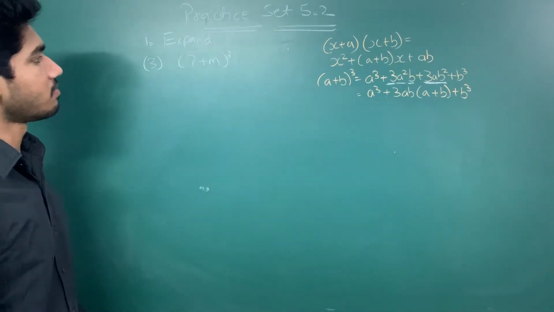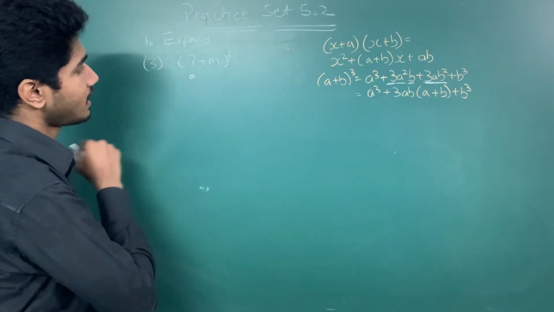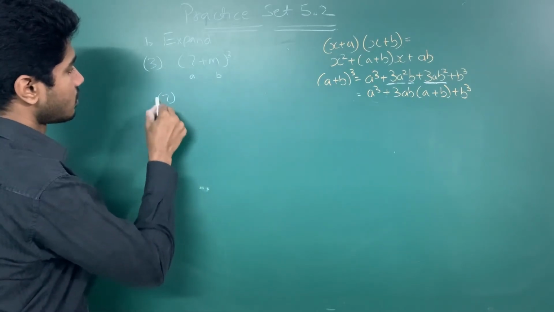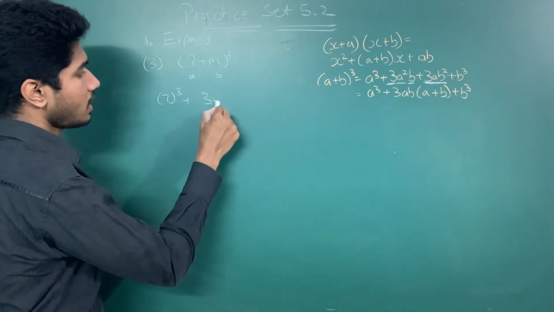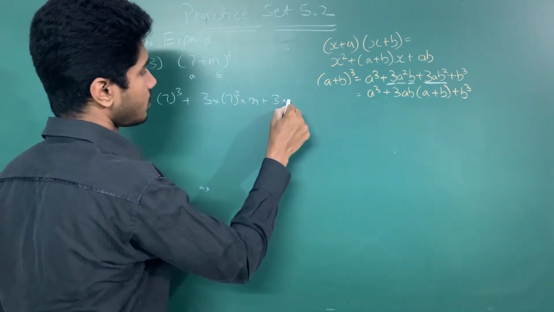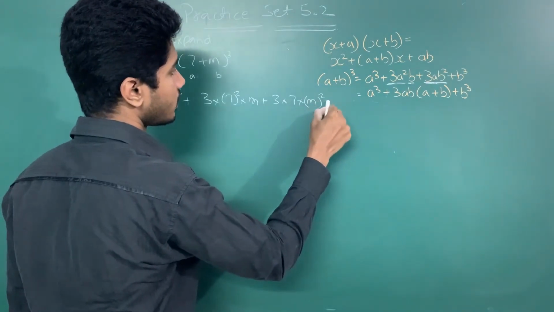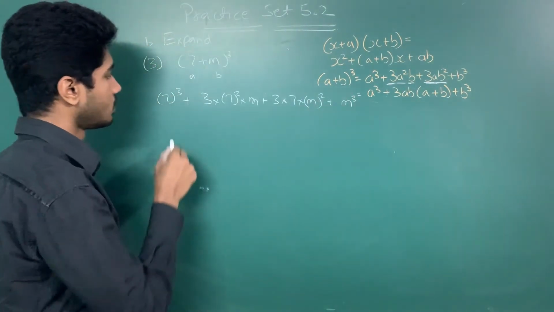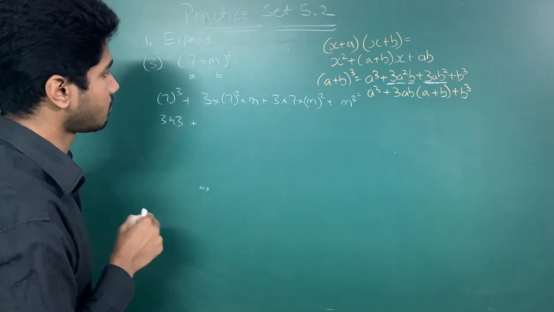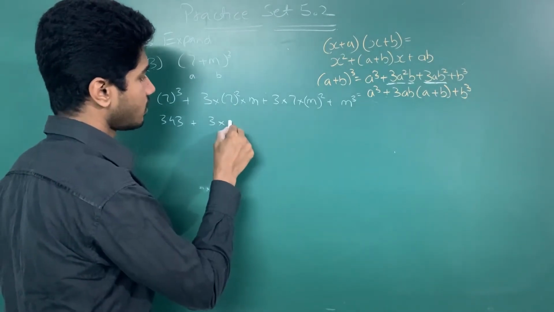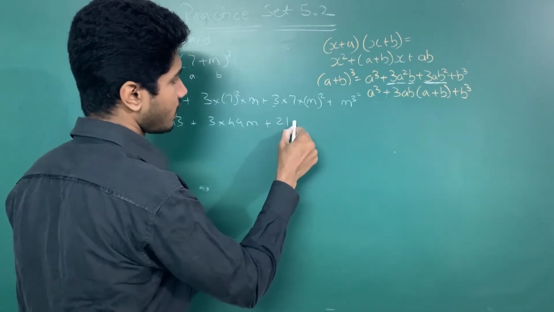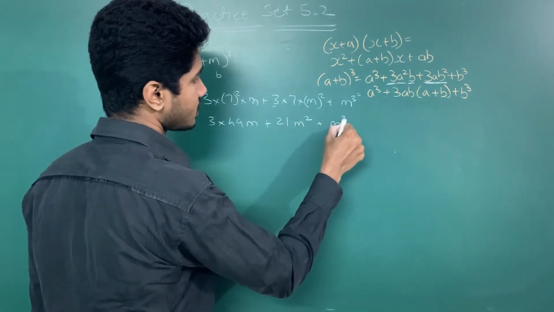Third question, 7 plus m the whole cube. So over here 7 as a and m as b. So we'll apply this formula. We get 7 the whole cube plus 3 into 7 the whole square into m plus 3 into 7 into m the whole square plus m cube. Now we get this as 7 the whole cube is nothing but 343, which we did in the previous sum. 3 into 7 the whole square is 49 into m, plus 3 into 7 is 21 m square we get over here, and we get this as m cube.